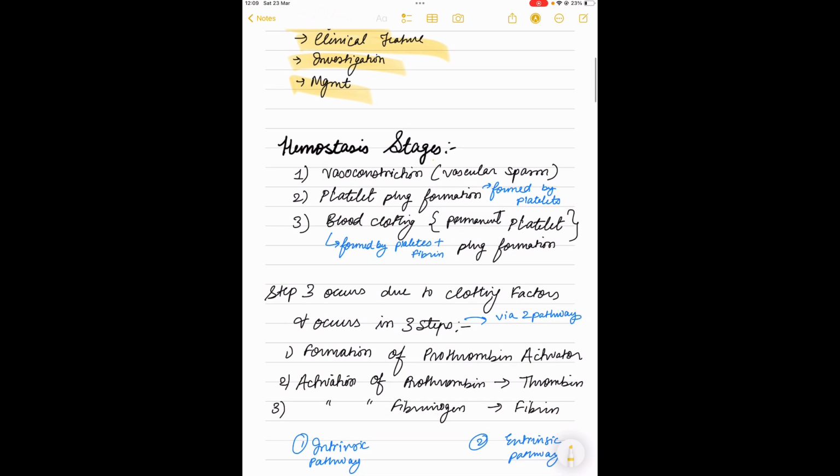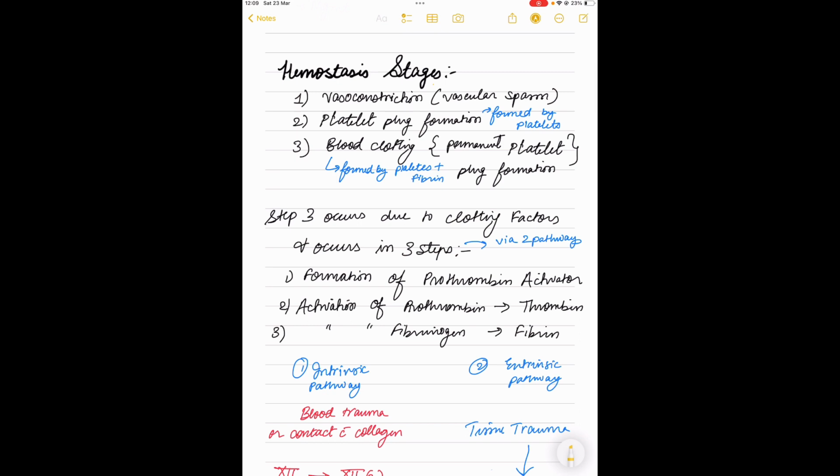First, I would like you guys to be aware of what happens physiologically in a normal body when bleeding manifests. The first step in the chain of events to cause hemostasis is vasoconstriction. Vasoconstriction refers to the vascular spasm, which is an attempt from the body to reduce the blood supply to that area of bleed. The second step is platelet plaque formation.